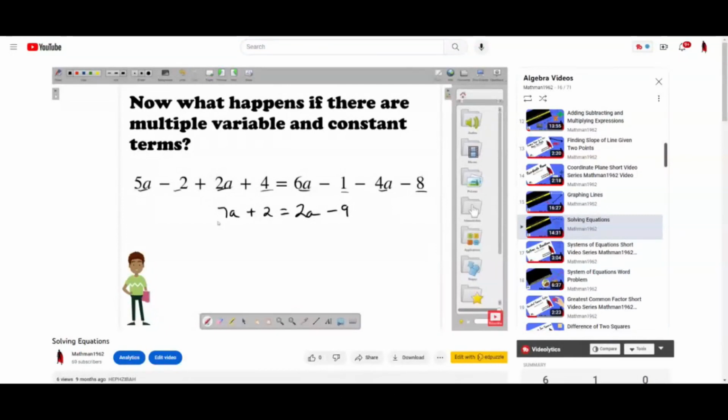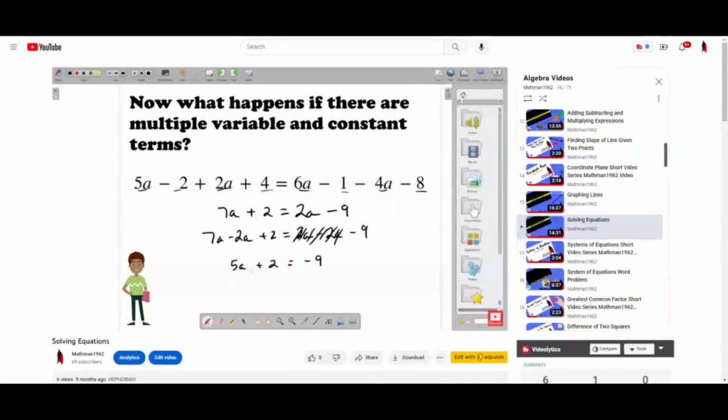Now I need to get the a terms on the same side, so I'm going to take this side and subtract 2a. It doesn't matter. I could take this side and subtract 7a. I typically look and see which of the variable terms are smaller and get rid of it. But either way, it does not matter. But if I subtract 2a on the right, I need to subtract 2a on the left. The 2a's add out, leaving me with negative 9. 7a minus 2a is 5a plus 2.